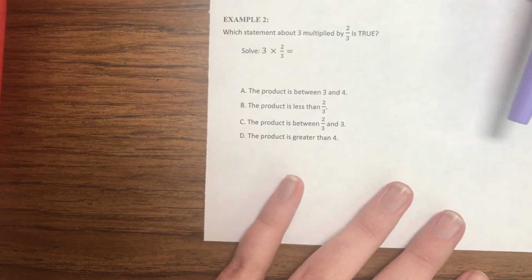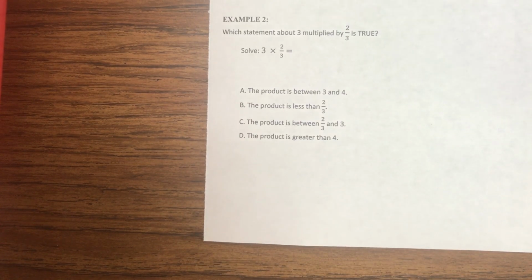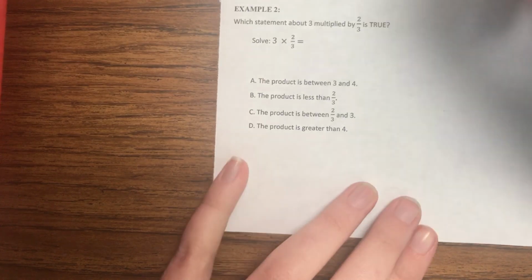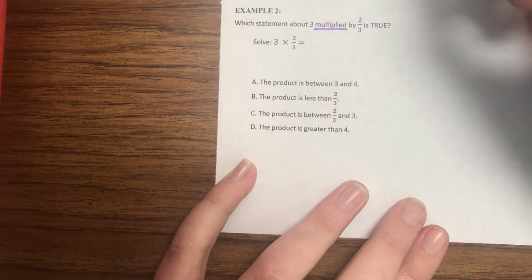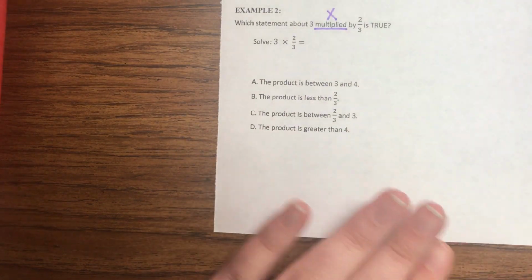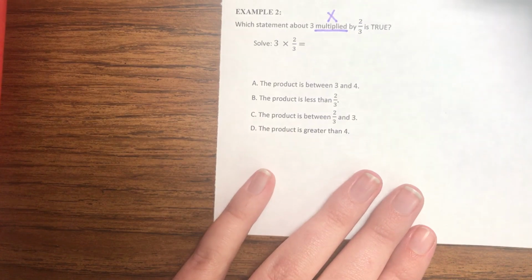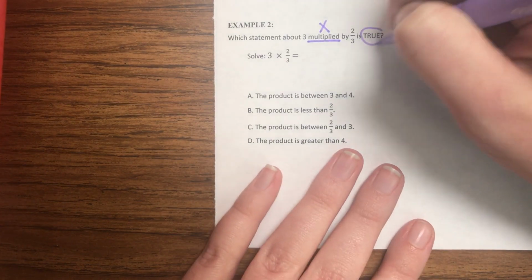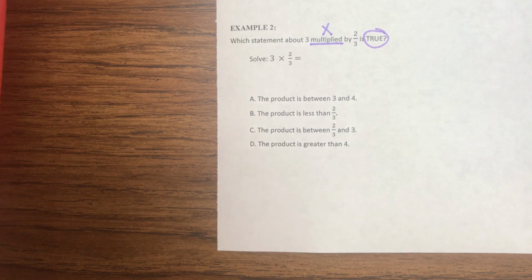All right, let's look at example number 2. It says, which statement about 3 multiplied by 2/3 is true? So my key word here is multiplied. So I know I am multiplying 3 and 2/3. And it says true, so I know it has to be correct.